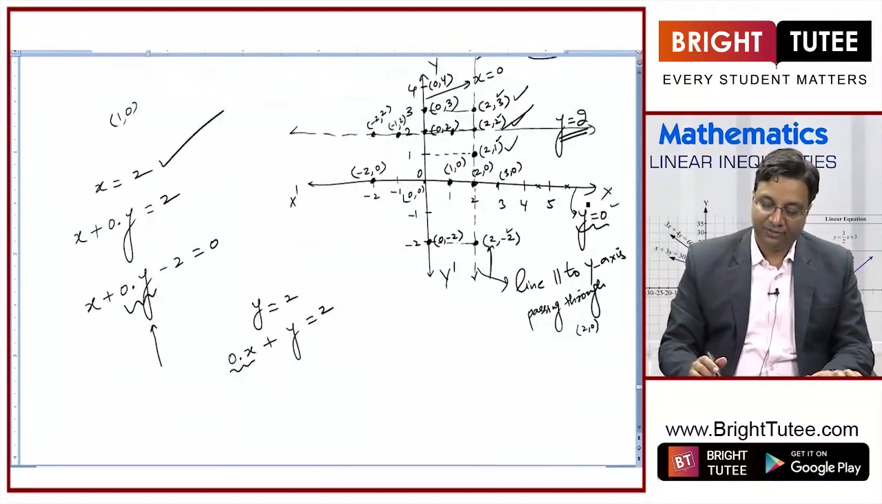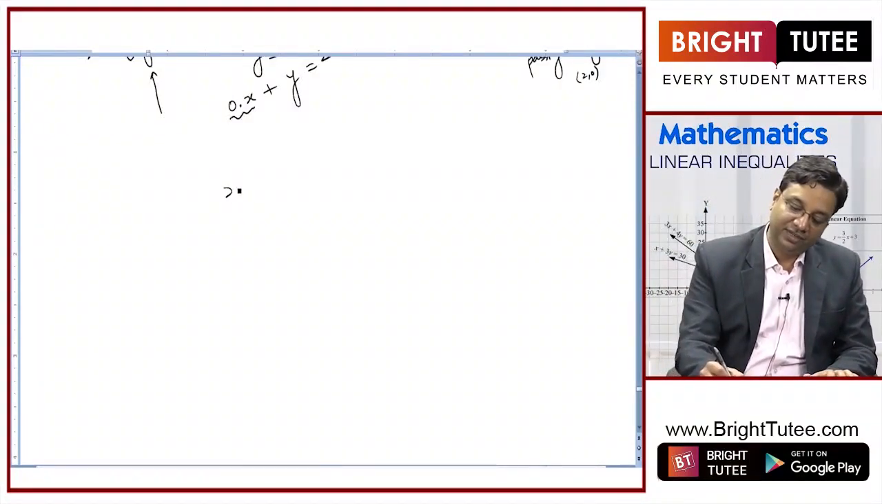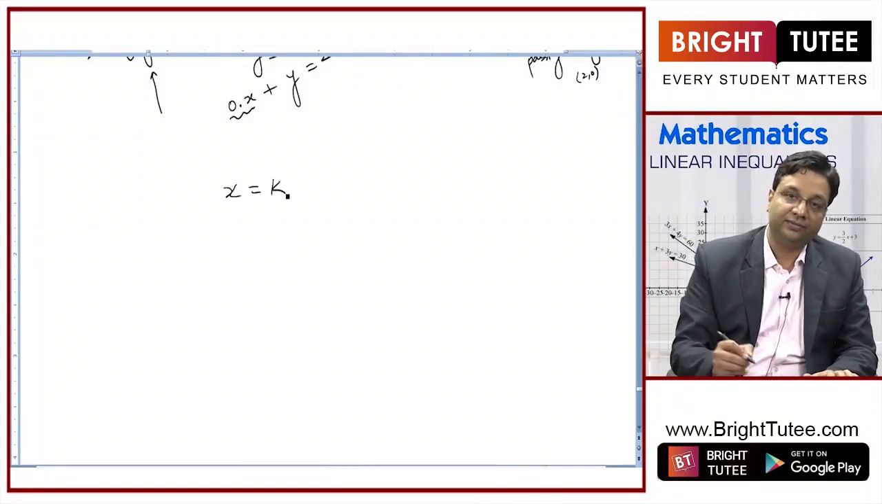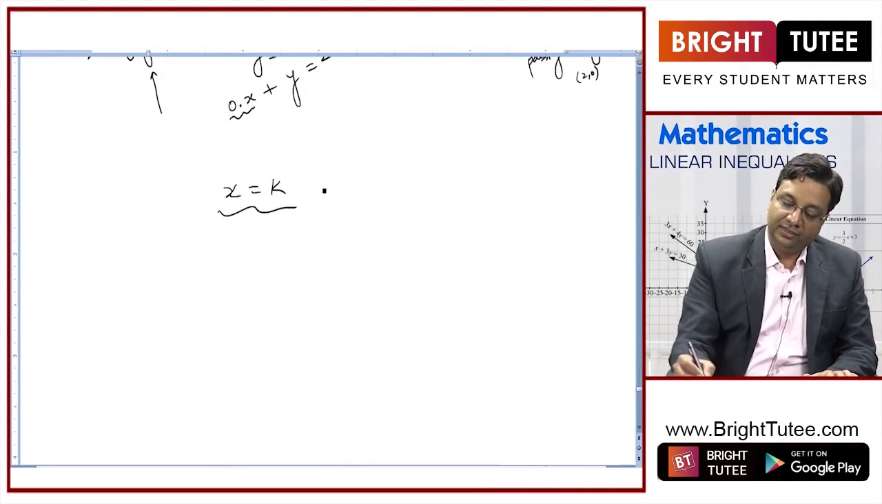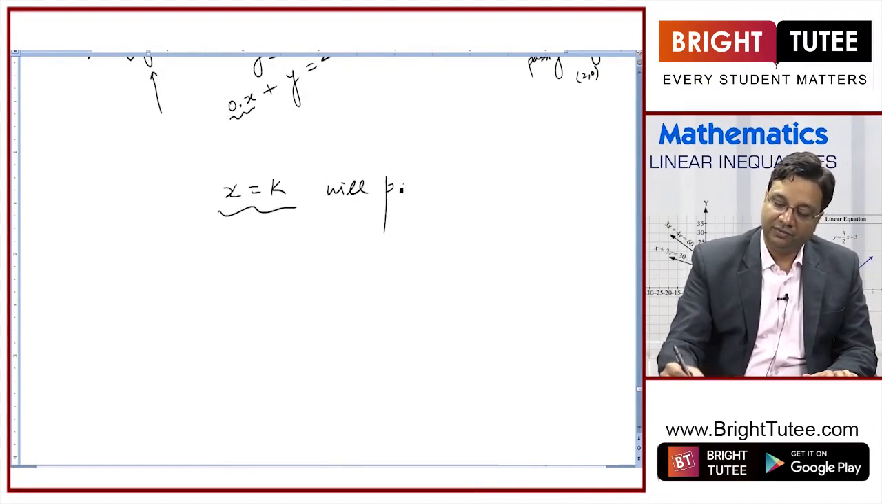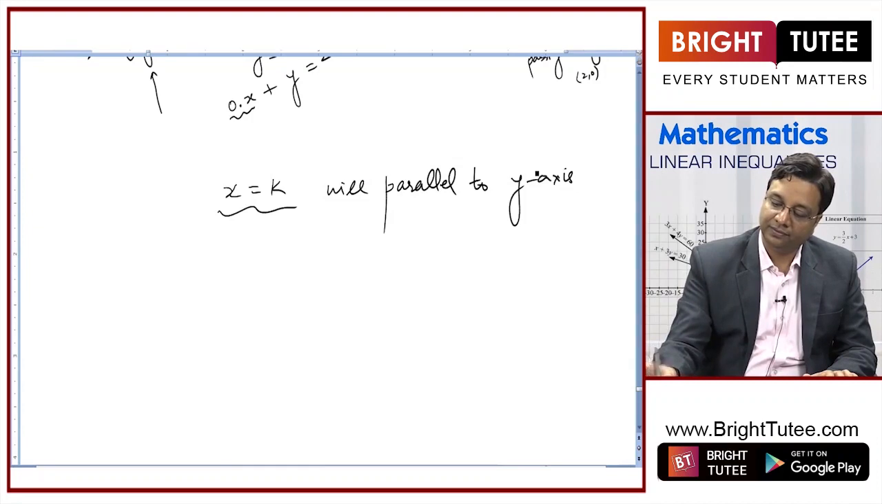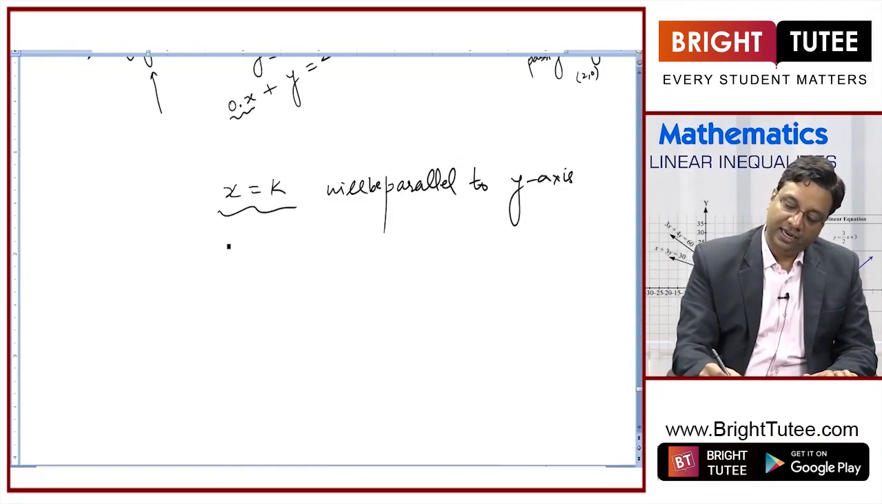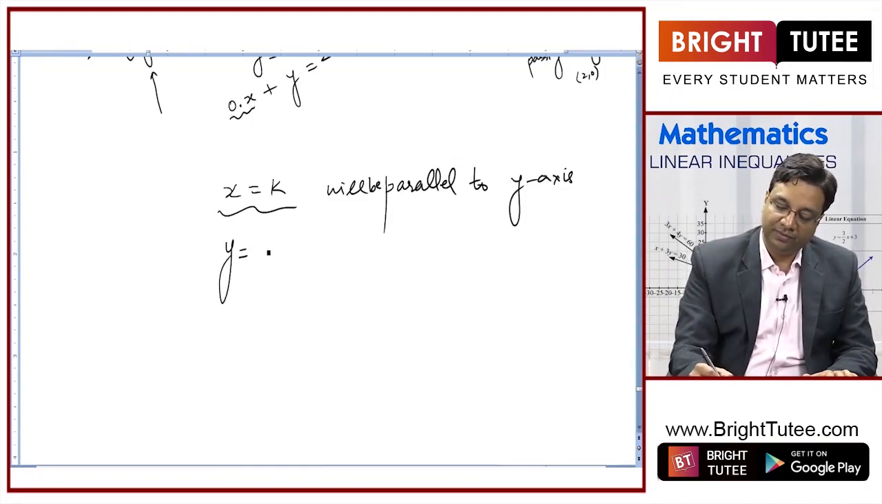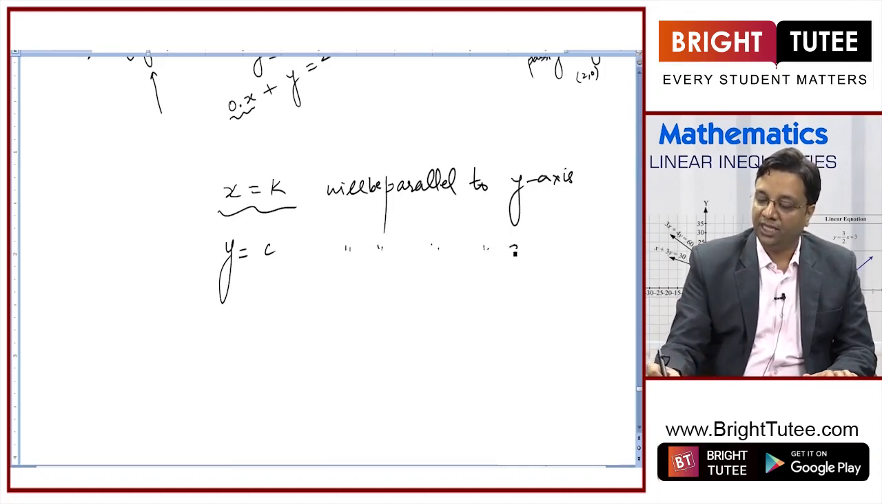So what can we conclude from here? That if x is equal to some constant, this line will be parallel to y-axis, and lines of this type, y is equal to some constant, will be parallel to x-axis.